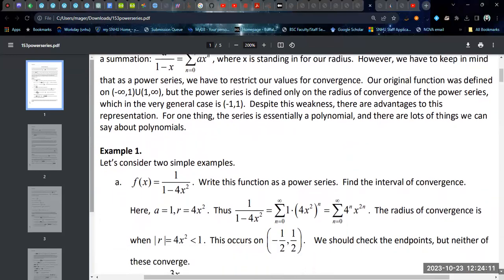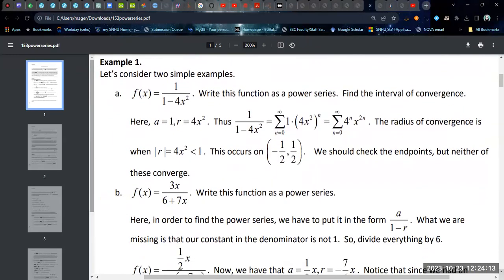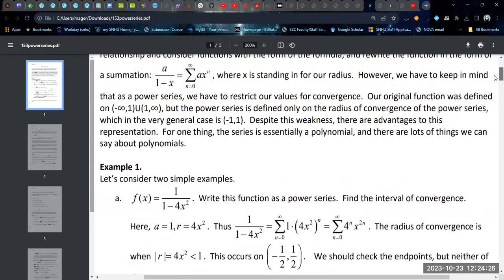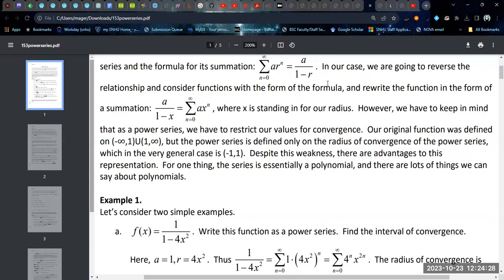So we're going to look at a couple of examples for applying this technique. I have this function 1 over 1 minus 4x squared, and I want to write this as a power series. So what I need to identify for my power series formula, which we had up here, is the value of a and the value of r. So I'm going to analyze the form of my function, and I'm going to identify r as 4x squared, and in this case, a is just whatever is in the numerator, which here is 1.